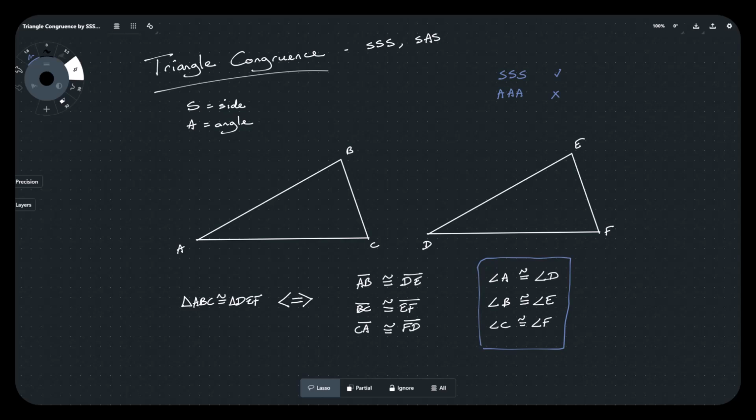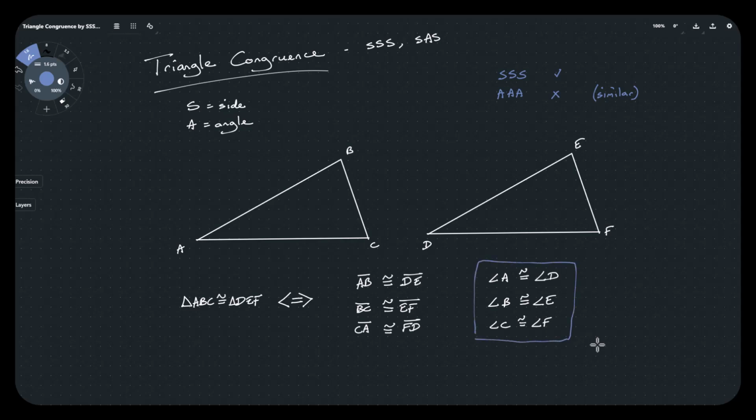And that's more or less what we're doing. We are trying to figure out what's going to work and what's not. Angle, angle, angle doesn't work. It is enough to say that they're similar, but there can be a scaling factor. Now, if all the angles are congruent, and we know, so if we know all of these, and one of these, any one of these, then we're good to go.